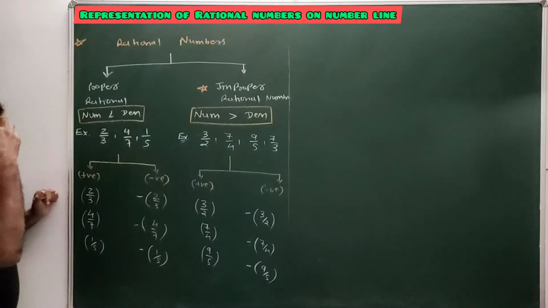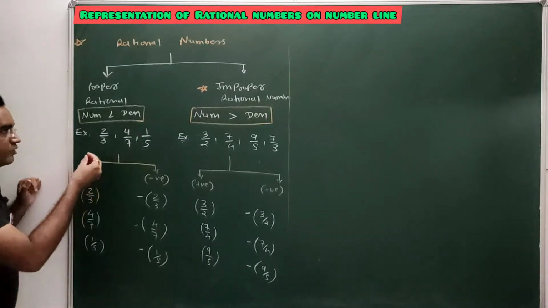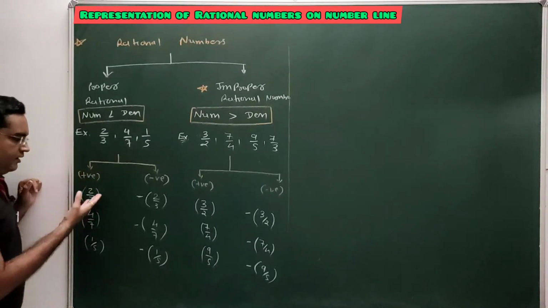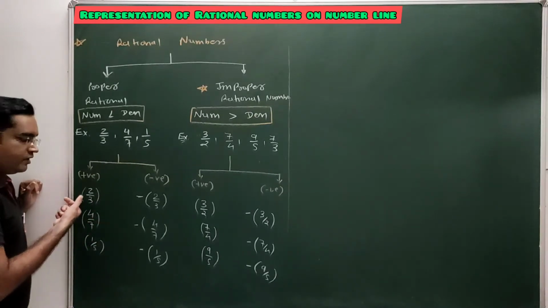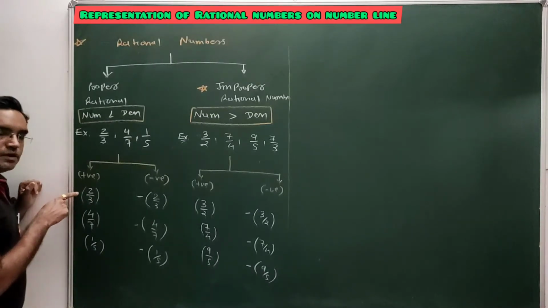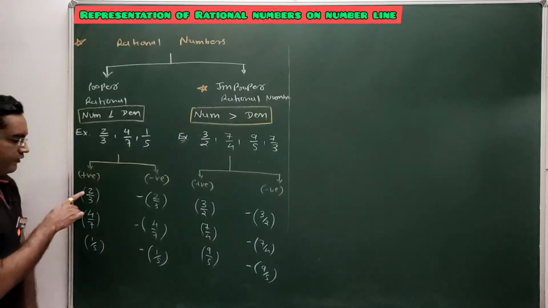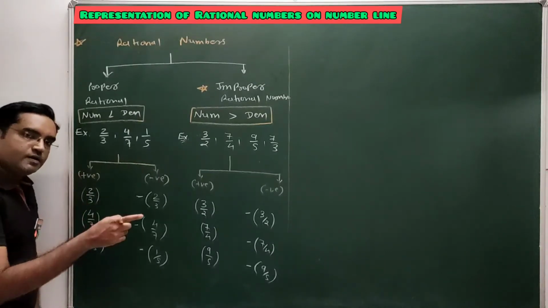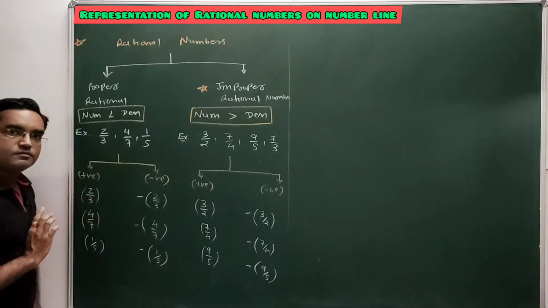So now students, consider this first case, positive rational numbers. Consider any positive proper rational numbers. It may be 2 by 3, 4 by 7, 1 by 5. If you find the value of these proper positive rational numbers, you will find the value is always between 0 and 1. The value of 2 by 3 will always be greater than 0, and it will always be less than 1.